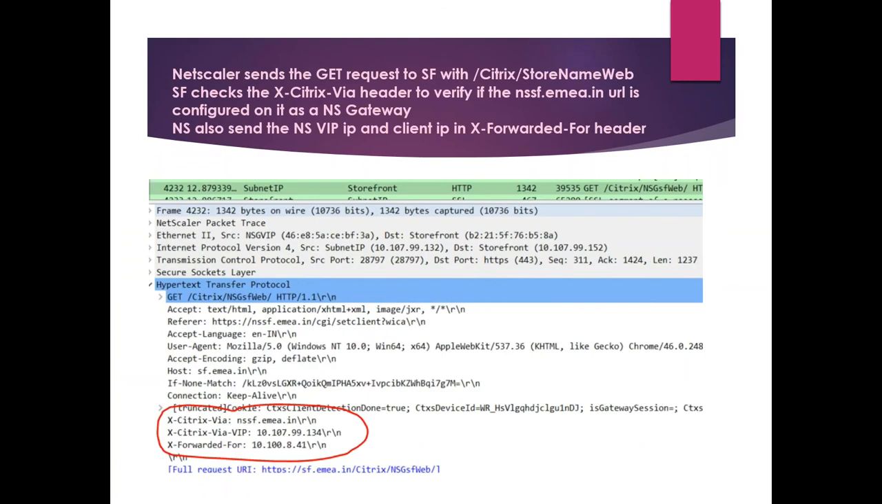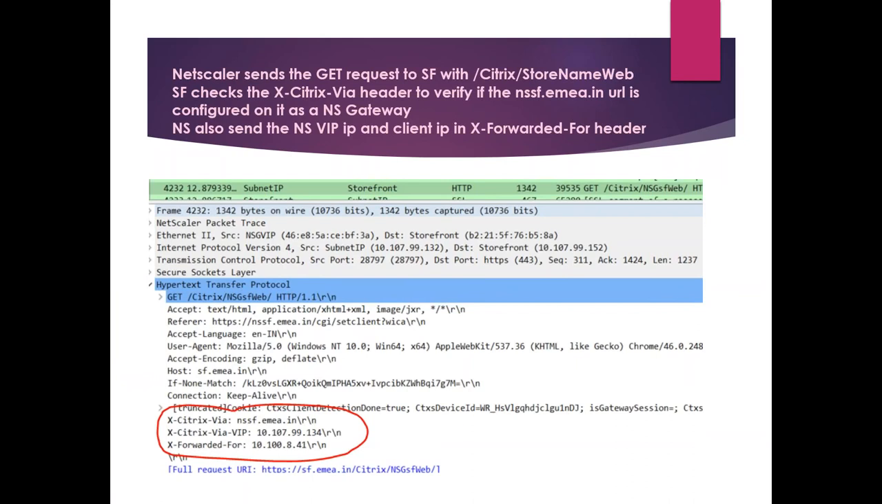Now, once the credentials are fine, coming to the same packet flow which we discussed, you can see whatever the store name, web store name will be there, right? Netscaler will send a GET request to that store web. And here, how do StoreFront and XenApp get to know the IP address of the actual client?